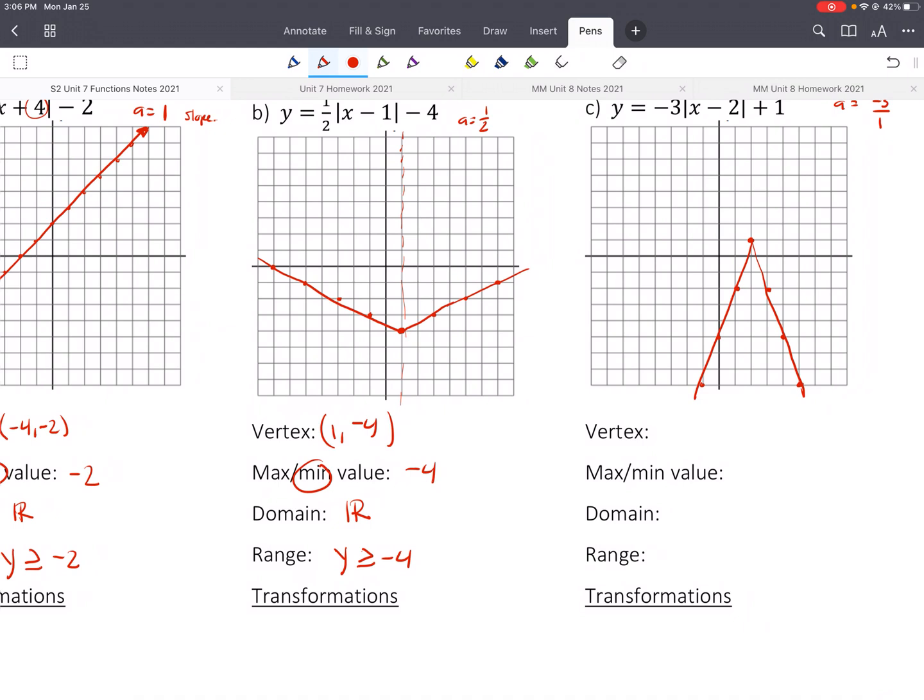The vertex here is (2, 1). Here we have a maximum value of 1. Domain is all real numbers, and the range is all y values less than or equal to 1.